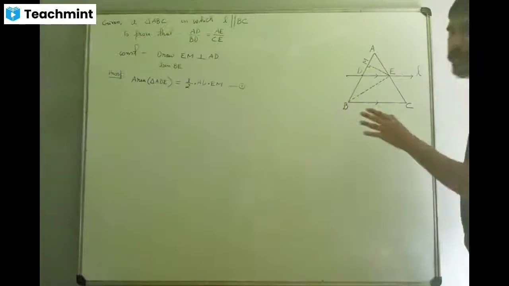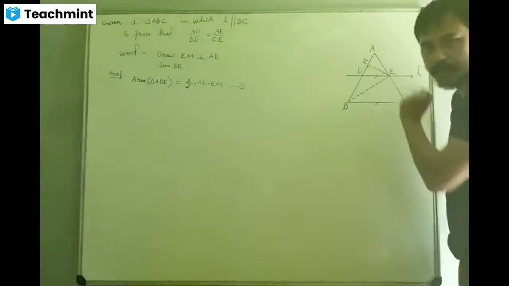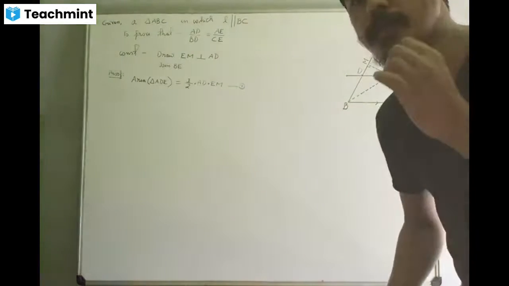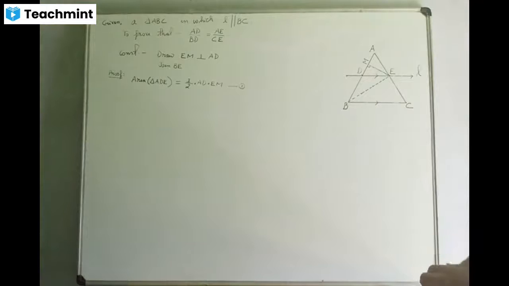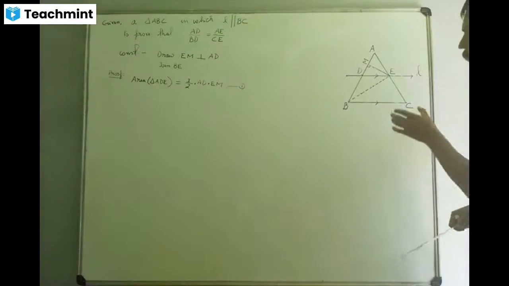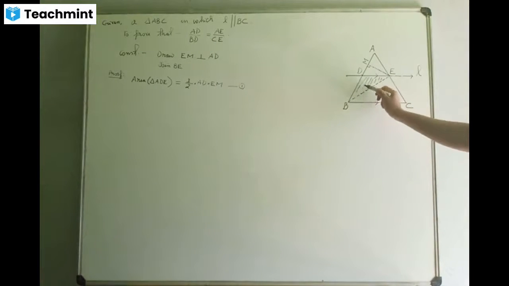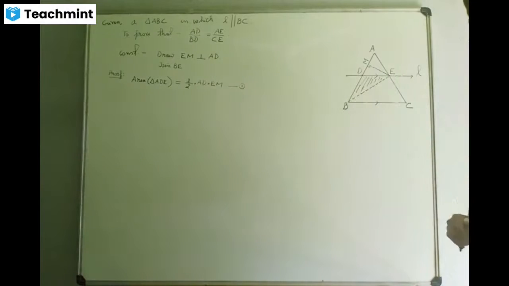One of the triangles we have chosen above the line L. The other triangle you have to choose is below the line L. Below the line L, this is the triangle that we are going to choose: BDE. BDE is the triangle that we choose. Is it okay? So, in the upper part of the line L, we have chosen the triangle ADE.